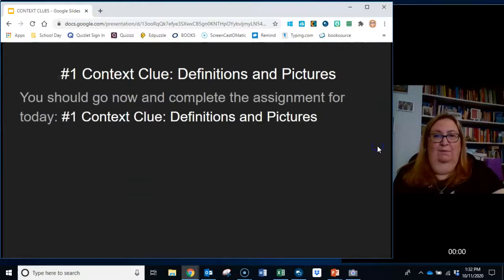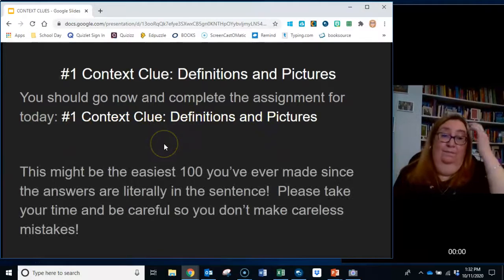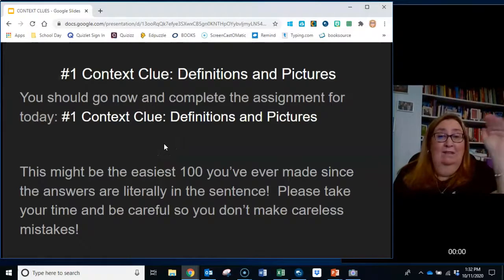Let's look at another example. Actually, we're going to look at lots of examples because we're going to go now and complete the assignment for today. It's called Number 1 Context Clue. We're going to look at definitions and pictures. Now, people, listen. This may be the easiest 100 you've ever made because the answers are literally in the sentence or in the picture. Take your time and be careful so that you don't make careless mistakes.